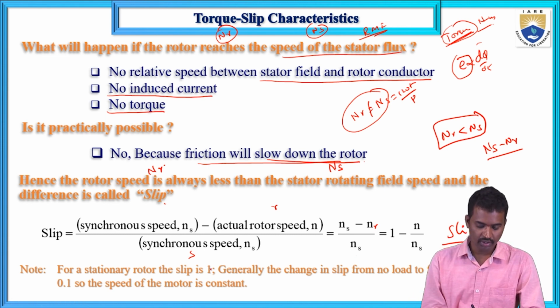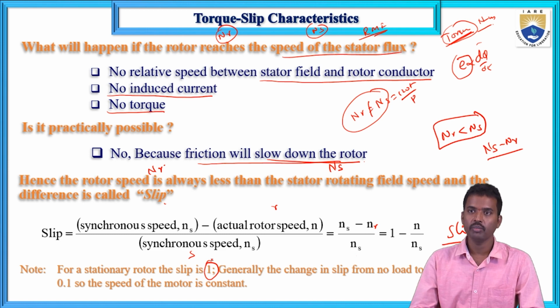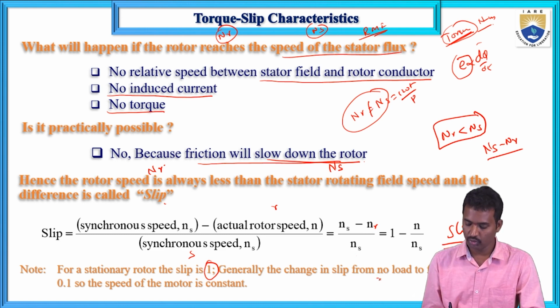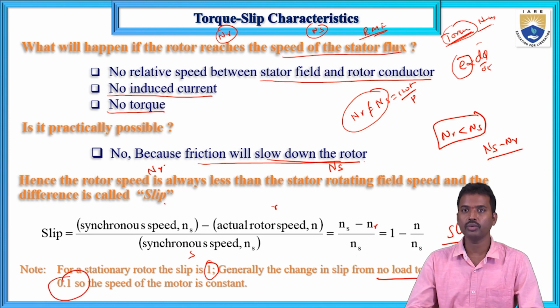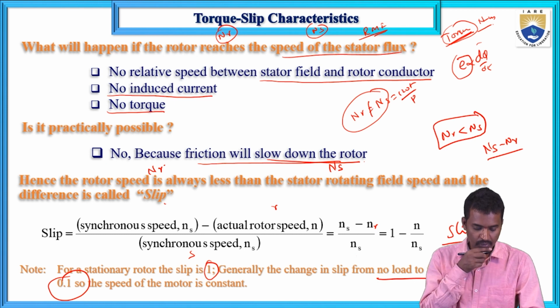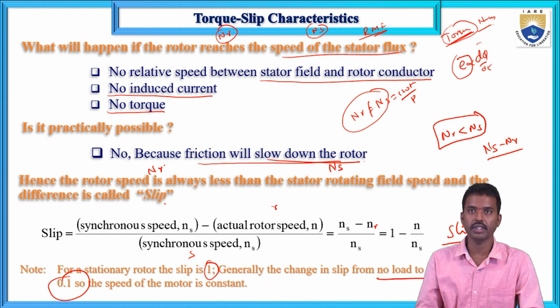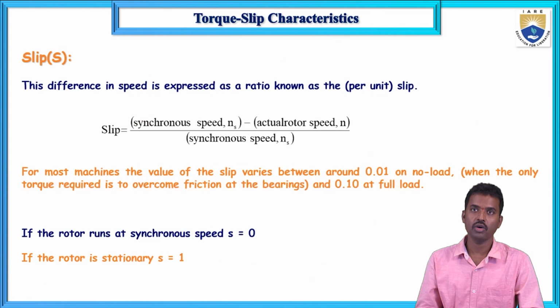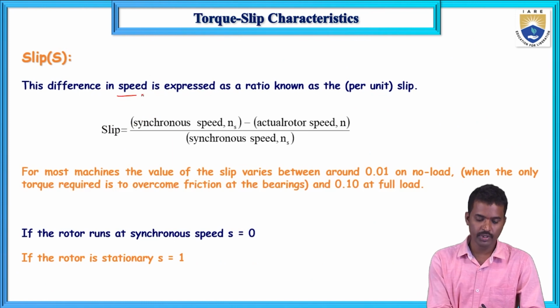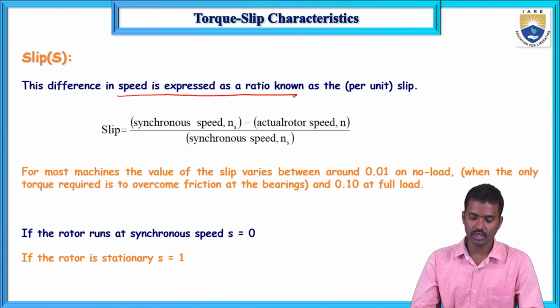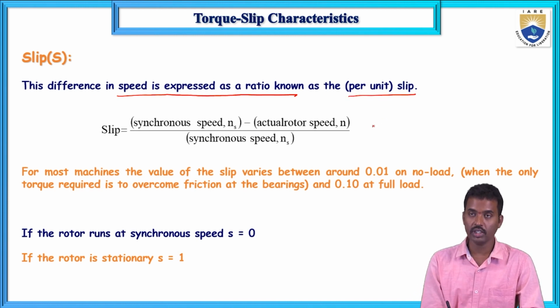In general, from no load to full load, the slip value is from 0.01 to 0.1, and the speed of the motor is nearly constant. Slip indicates the difference between the rotor speed and the rotating magnetic field speed Ns. This difference expressed as a ratio is known as the per unit slip. Percentage slip means multiplying by 100.